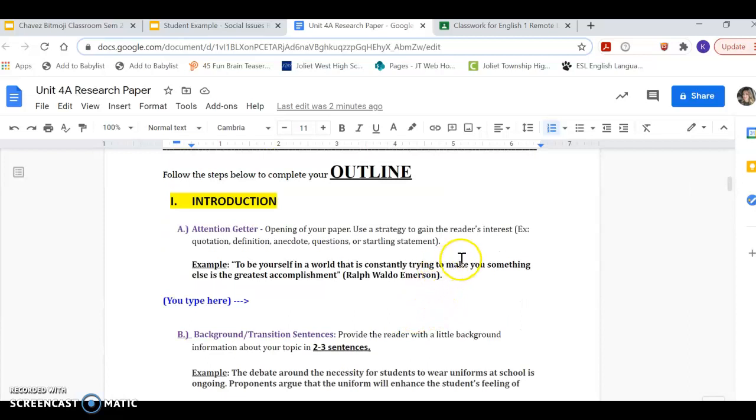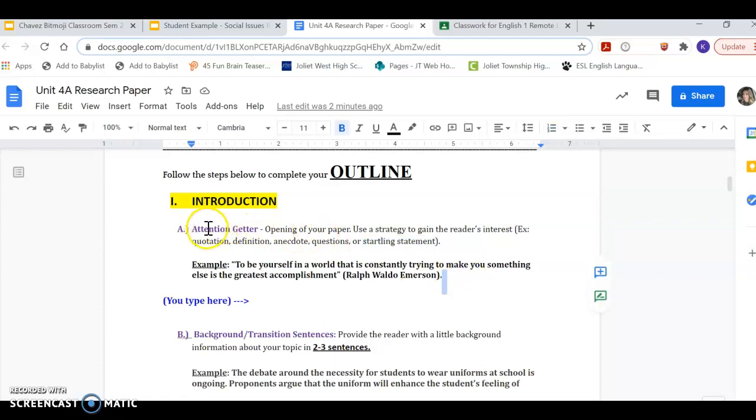Your attention getter is how you're going to open your paper. You use this strategy to gain the reader's attention, so once they read sentence 1, they want to keep reading on. And you can complete this in a variety of different ways. You can use a quotation, a definition, an anecdote, ask a question, or even give a startling statement. If you're struggling with coming up with an attention getter, we recommend that you open up Google, type in your topic, followed by the word quote, and look at a quote to use.